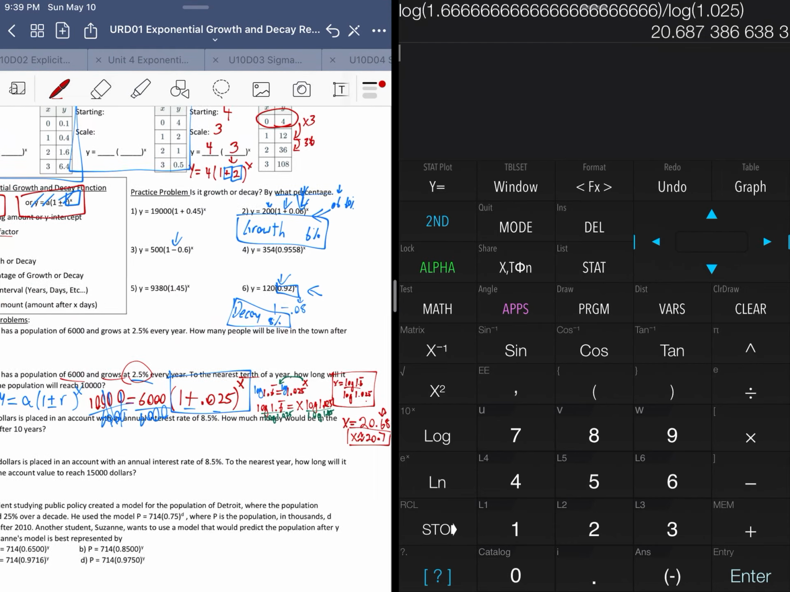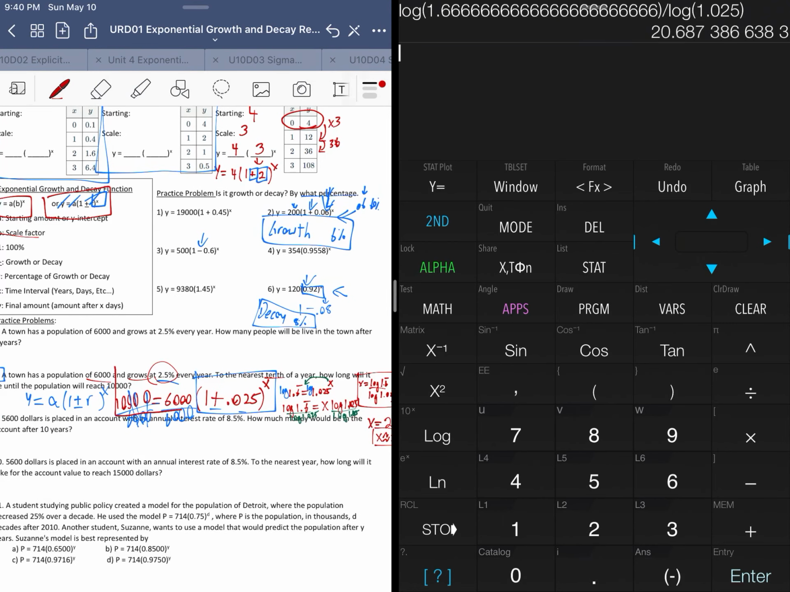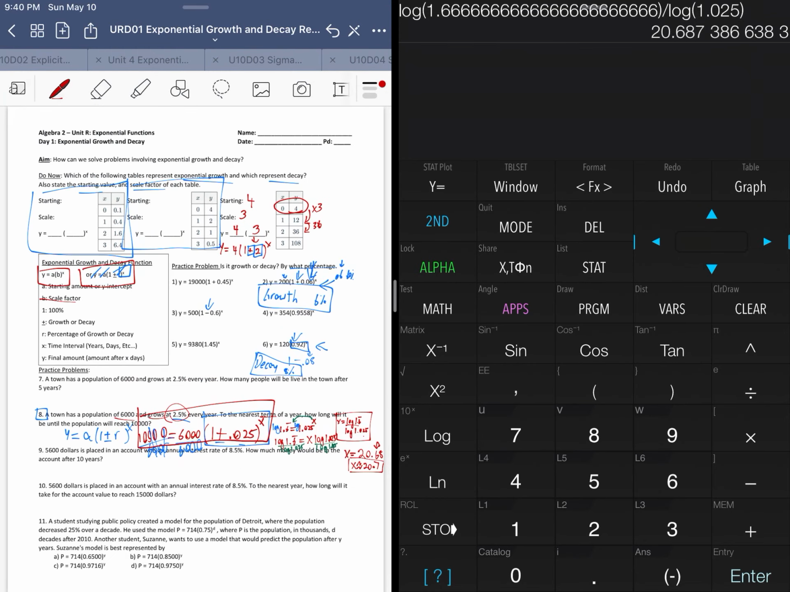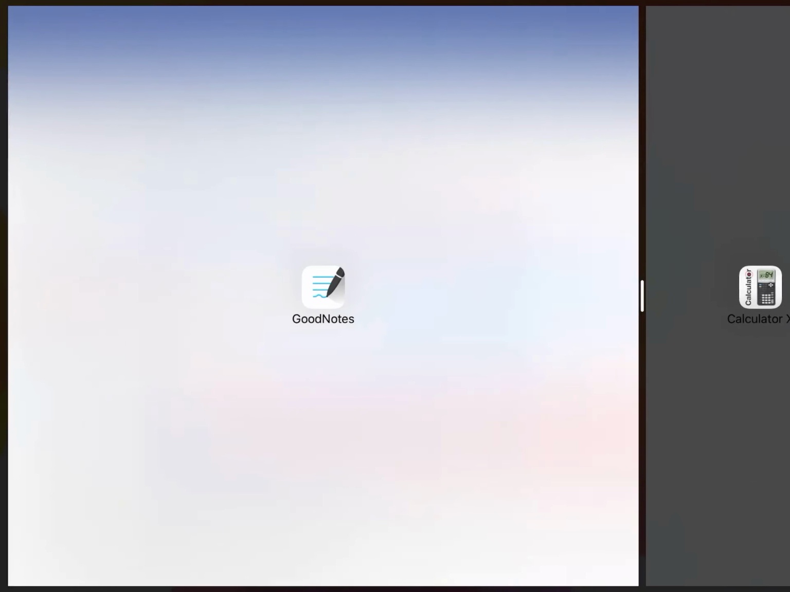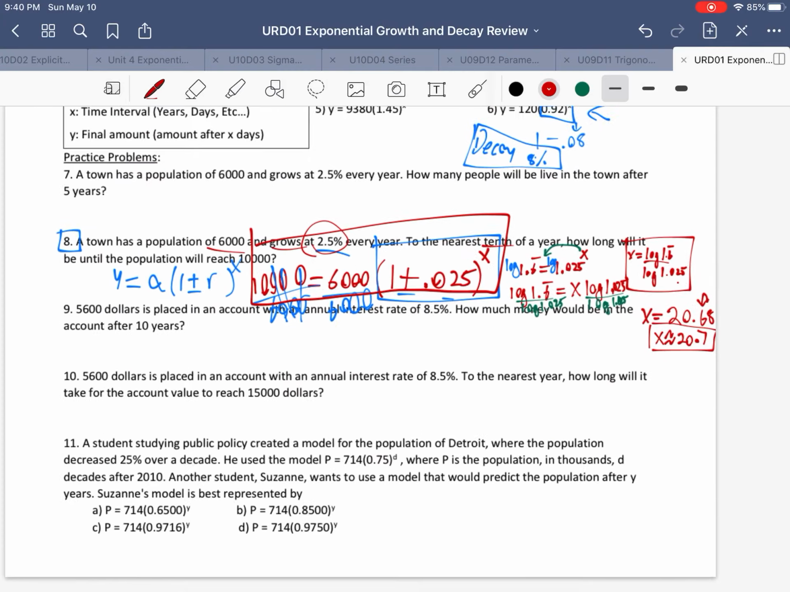So that means if we plug 20.7 into the exponent of our original problem, we should get 10,000. All right, problem 7 is a little easier because you're solving for y in problem 7. Problem 9 you solve for y, problem 10 you solve for x again. And I wanted to take a look at number 11 because this is a little bit of the trickier types of problems that will be coming up on the Delta Math.